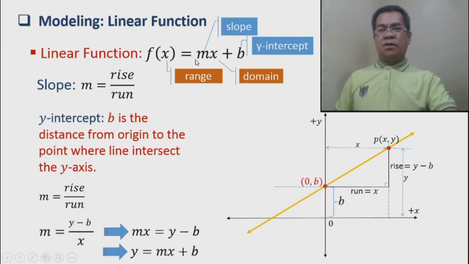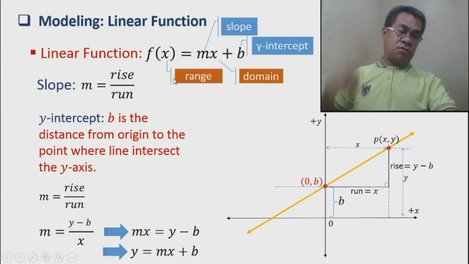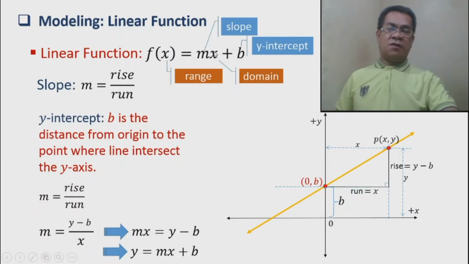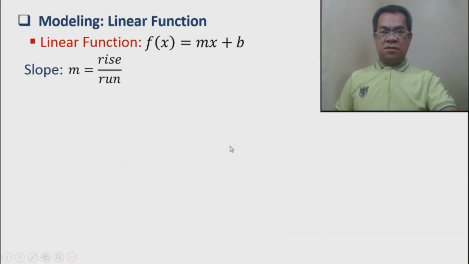So if we are on the way to model a linear function, then the requirements are we should have the slope and we should have the y-intercept. With that, we can provide the function of this graph, the linear function. Okay, so that's it.